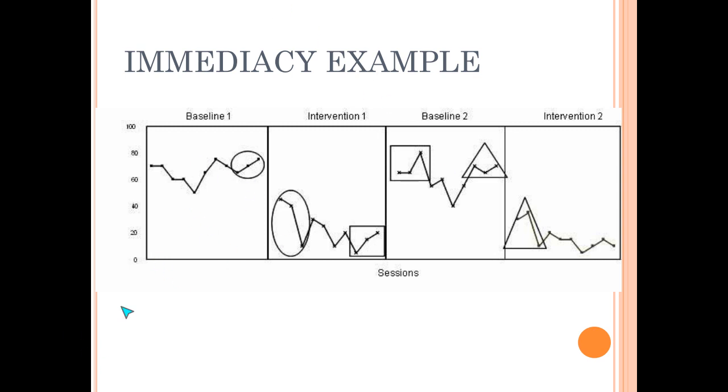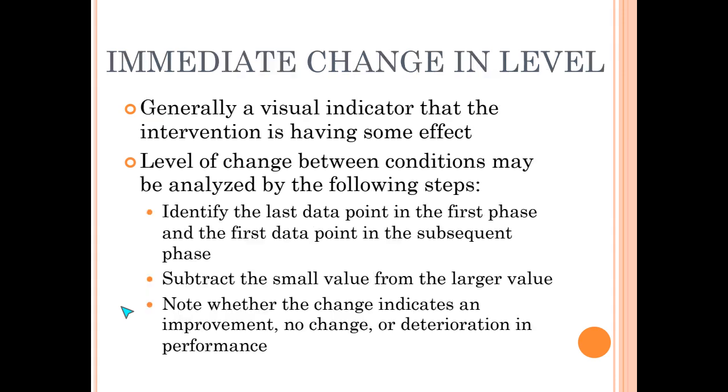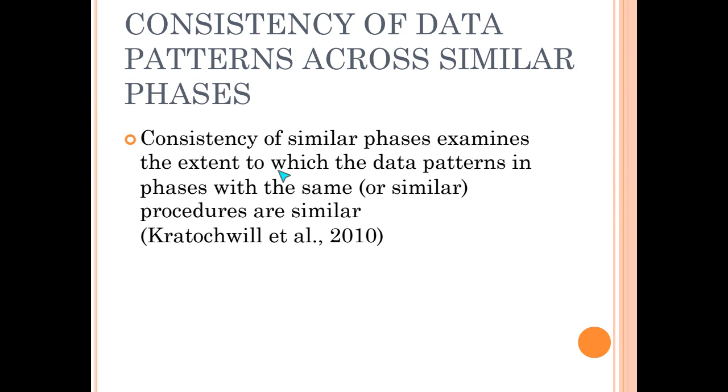You want to see differences in level and trend, and differences here in how immediately, how quickly this is going up or down, right? These are the consistency patterns. Essentially, this is now becoming a matter of consistency. Consistency of data patterns across familiar phases. That's what this graphic was showing. In intervention, we're having consistent data patterns, and in baseline, we're having also consistent data patterns.